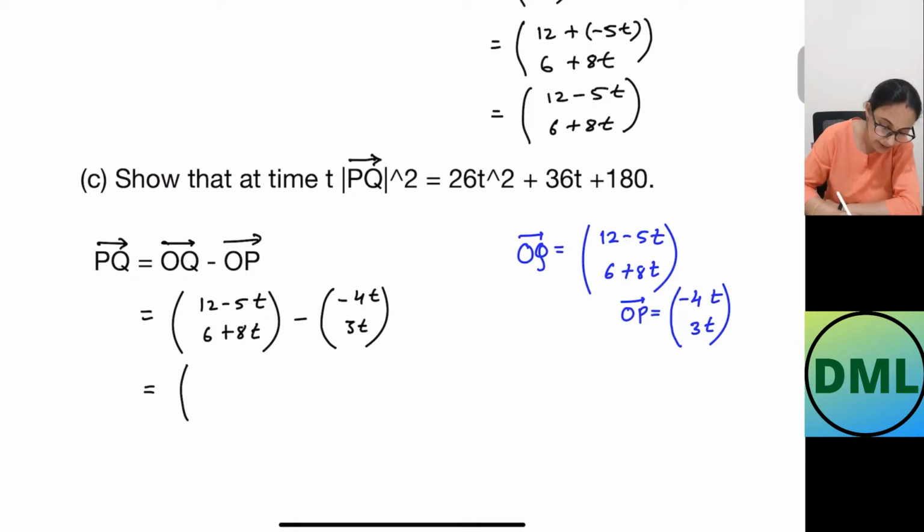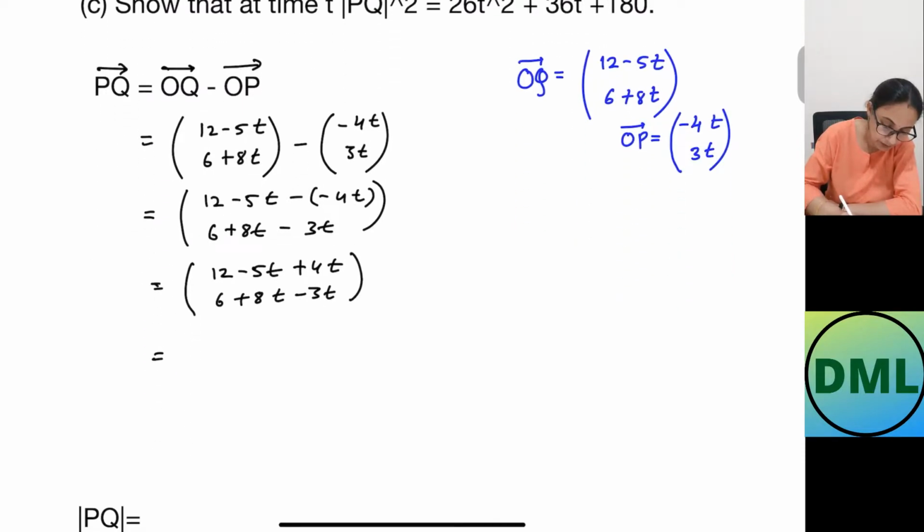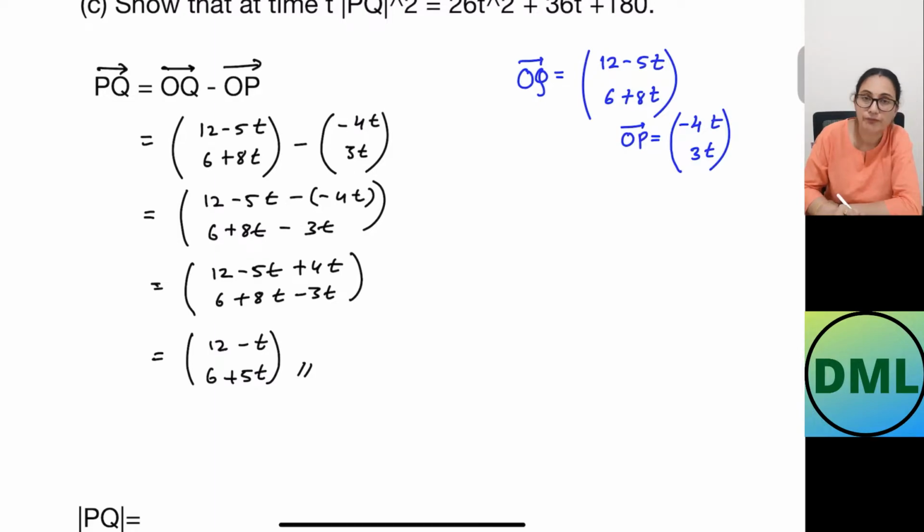That will be written as 12 minus 5t minus (minus 4t), 6 plus 8t minus (3t). That will be equal to 12 minus 5t plus 4t, 6 plus 8t minus 3t, which will be equal to 12 minus t and 6 plus 5t, since 8t minus 3t is plus 5t. So that will be the answer for the position vector of PQ.